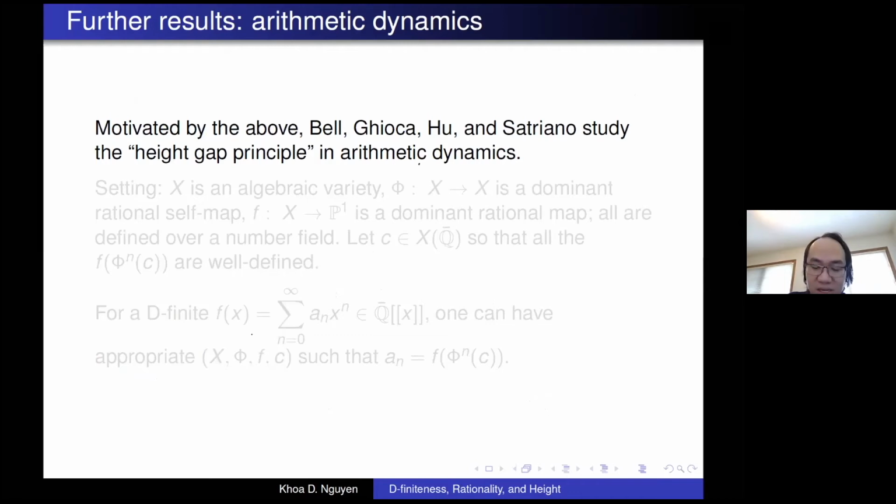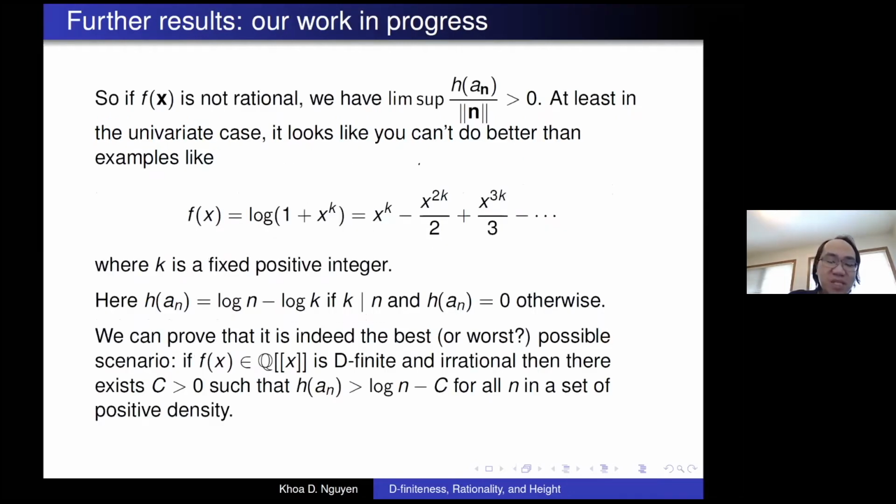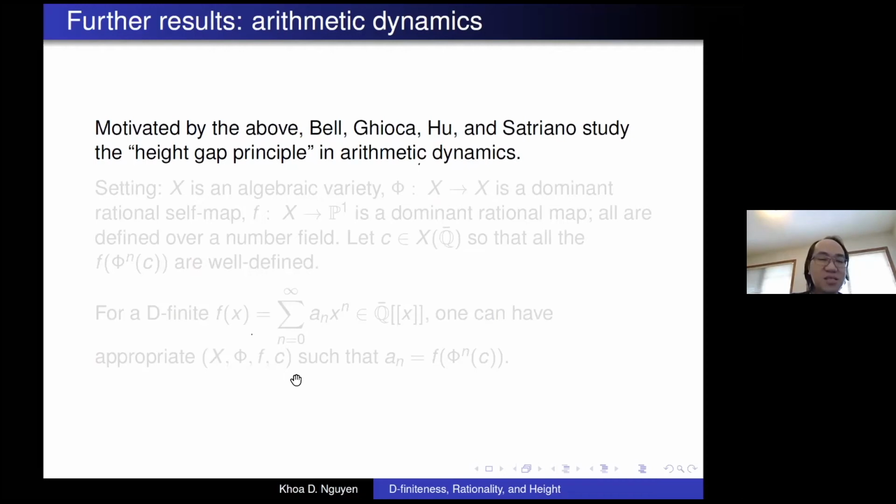Oh yeah, I actually didn't mention that, so let me mention it. We believe that this is also true when f has algebraic coefficients, but we couldn't prove it for now. Okay, and now let's also talk about further results in arithmetic dynamics.